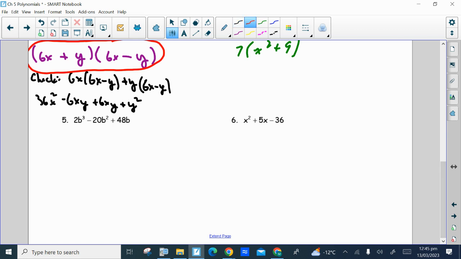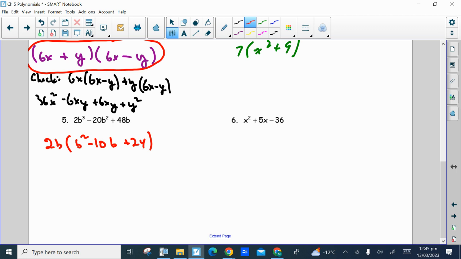Question 5. Again, look for a common factor first. There's a common factor here of 2b. Each term is divisible by 2b. So our common factor is 2b. To get the factor inside the bracket, we divide each term by 2b. When you divide the 2's, they cancel. B cubed divided by b to the 1 will give us b squared. Negative 20 divided by 2 is minus 10. B squared divided by b is just b. And then 48b divided by 2b, well, 48 divided by 2 is positive 24. And when you divide the b's, they cancel. So there's your first step.